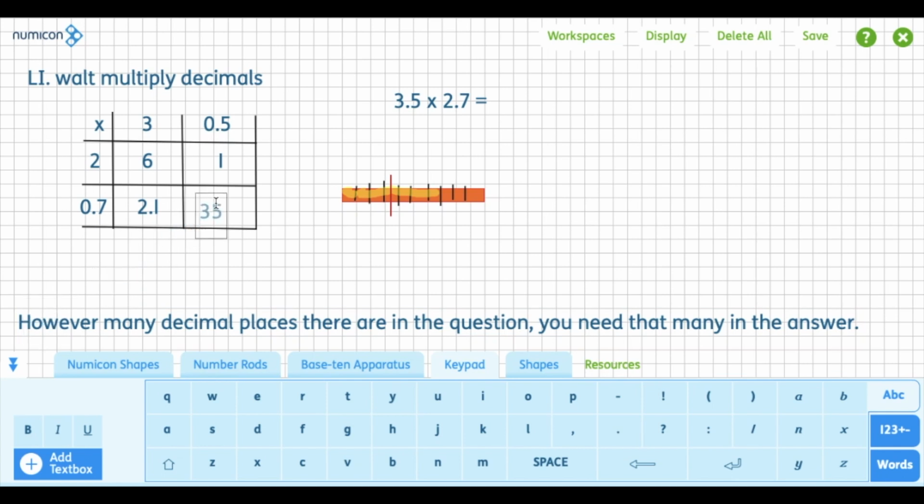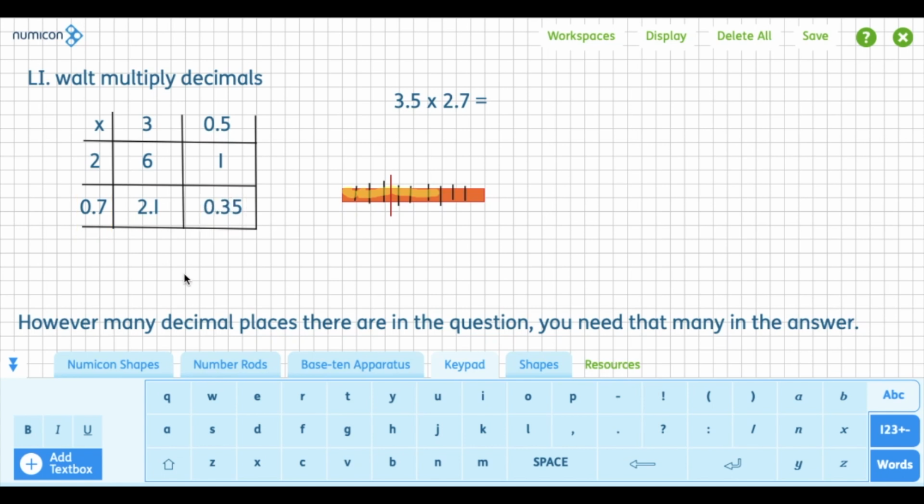Okay, but as I was saying before, it's going to be smaller than what we started with, and for however many decimal places there are in the question, there needs to be that many decimal places in the answer, and we have 1 decimal place here and 1 decimal place here. So I need 2 decimal places, so it's going to be 0.35. So half of 7/10 is actually 35 hundredths, or 3/10 and 5 hundredths, which is what we have here.